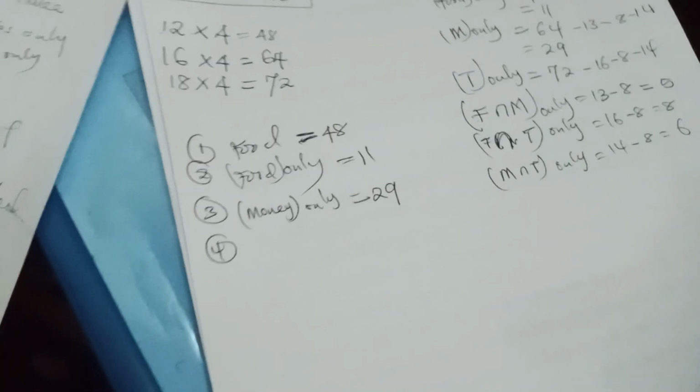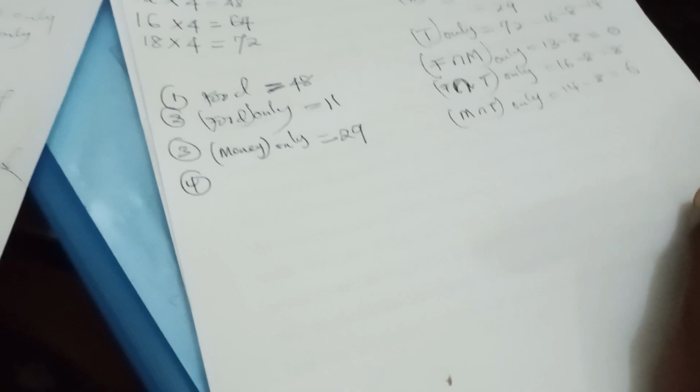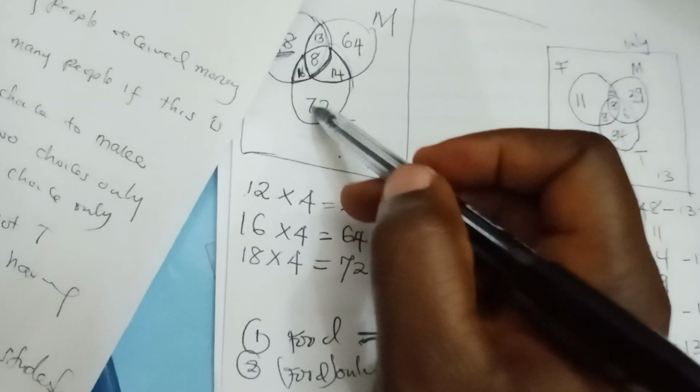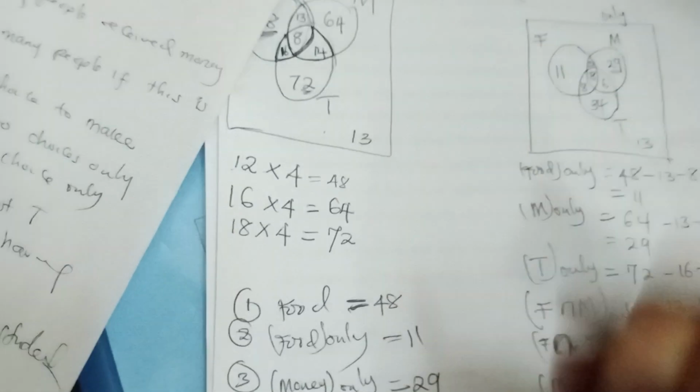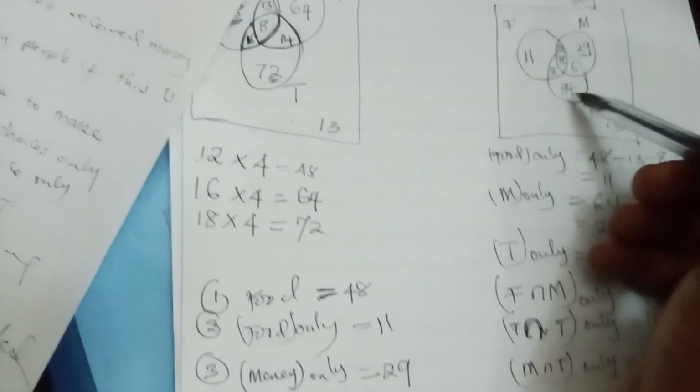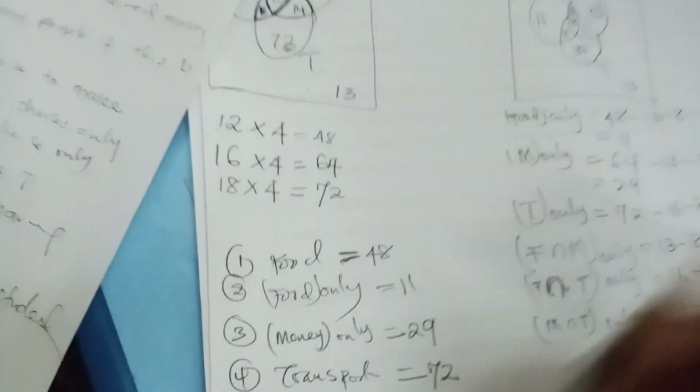Then number 4, the government should provide transportation scheme to how many people if this is accepted. Remember, there is no only. So for transportation scheme without only, we are going back to our initial table, and the value for transport is what? 72. But if they say transportation scheme only, then it will be 34. I hope you understand the difference.